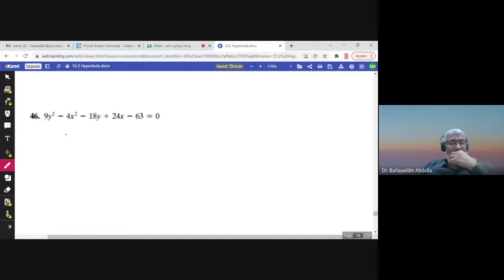Let me also complete the square for this one. Well, I have 9y squared, so I'll take 9 as a common factor. Negative 18y, so negative 2y. 2 over 2 is 1, squared is 1. Now, negative 4x squared, I'll take negative 4 as a common factor. Plus 24 over negative 4, that's negative 6. 6 over 2 squared is 9. 63. I added 9. I added negative 36.